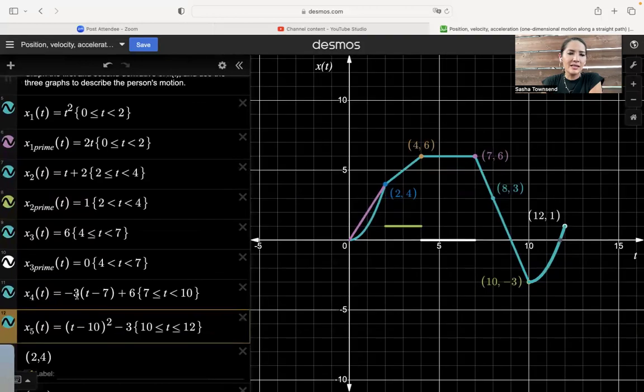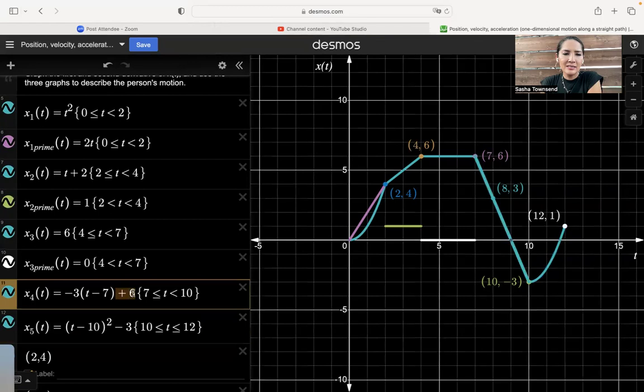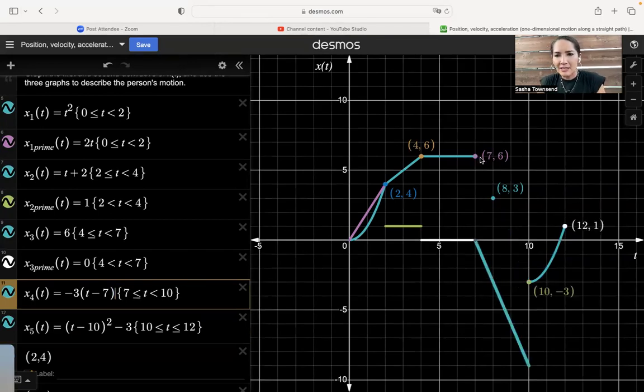So I just typed -3 times the quantity t minus the x value that I was interested in. So I wanted it to pass through 7, 6. So I typed in t minus 7. That would have crossed the t-axis at t equals 7, so it would have been way down here. So in order to make it pass through at 6, I just add 6 to it, and it puts the graph where I want it.